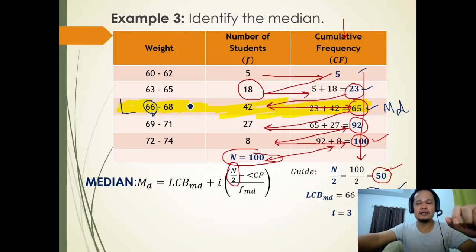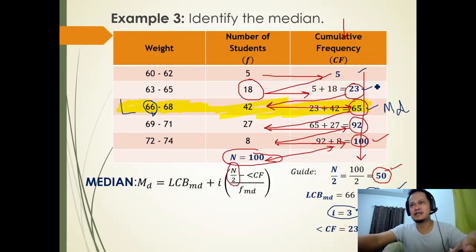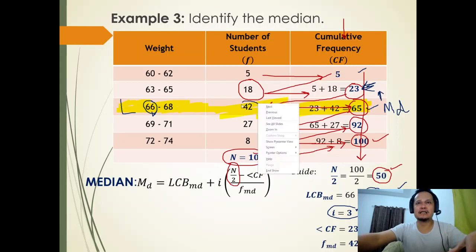There are 3 numbers there: 66, 67, and 68. So there are 3 numbers inclusive. That's why your I is equal to 3. What else do we need? We need the cumulative frequency. Cumulative frequency is above the median class, so above the median class is this number here, 23. And your frequency of the median class is equal to 42.